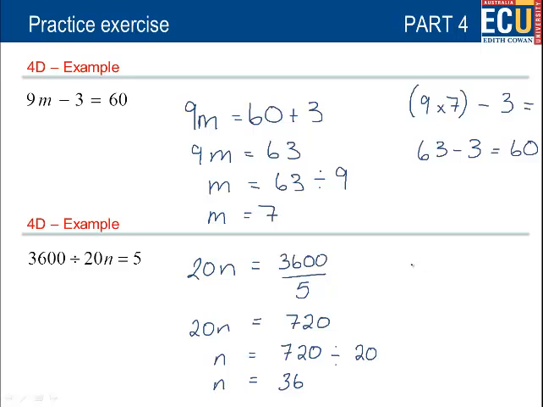Let's test our equation. 3,600 divided by 20 multiplied by 36. 20 multiplied by 36 is 720. 3,600 divided by 720 equals 5. And we know that our solution of n equals 36 is correct.